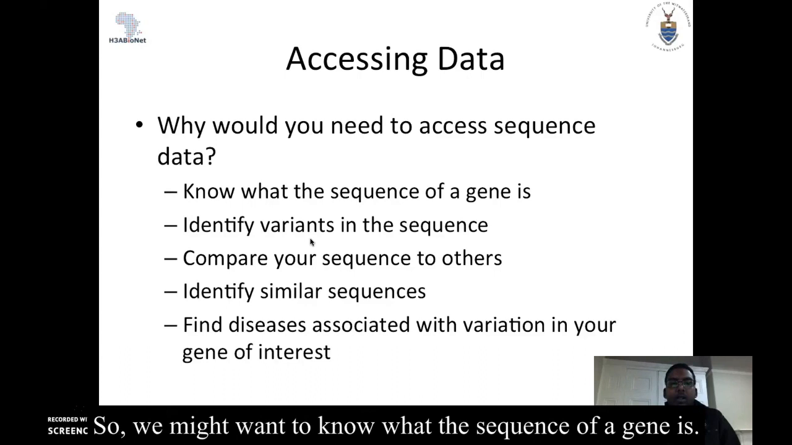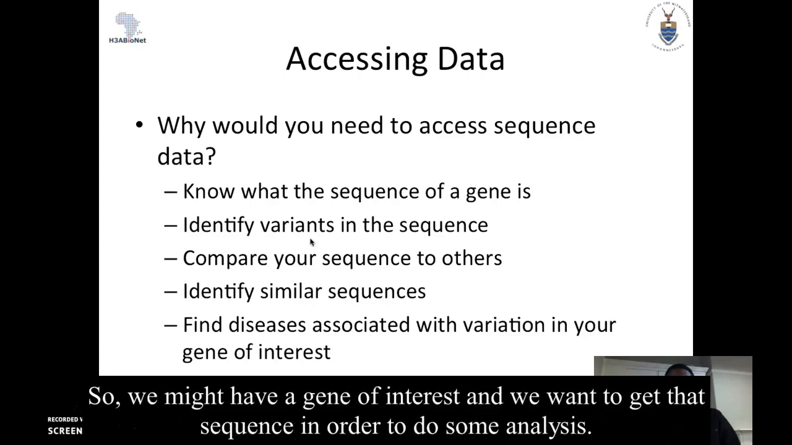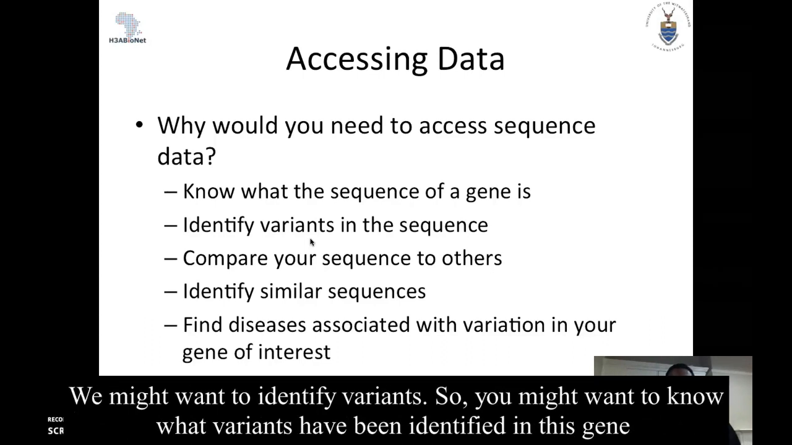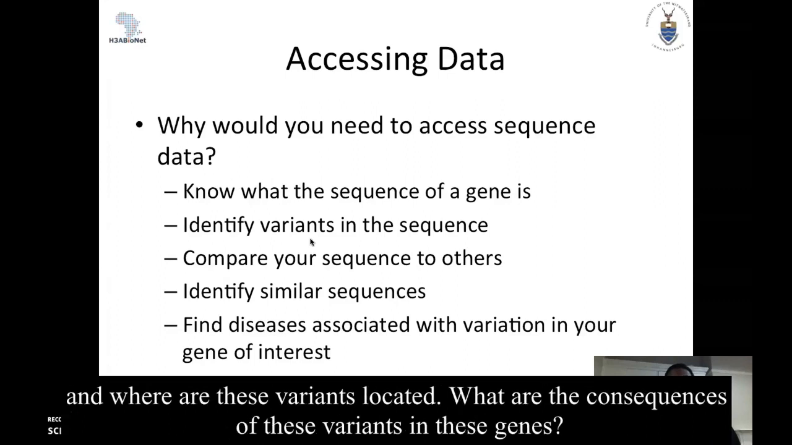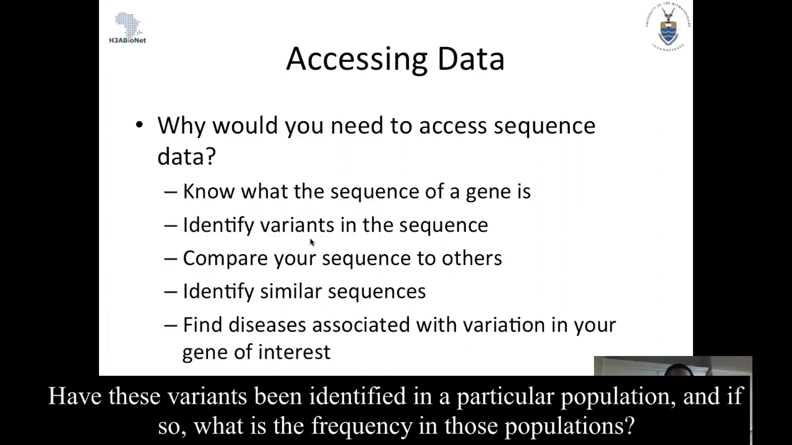We might want to know what the sequence of a gene is. We might have a gene of interest, and we want to get that sequence in order to do some analysis. We might want to identify variants. So you might want to know what variants have been identified in this gene and where these variants are located. What are the consequences of these variants in these genes? Have these variants been identified in a particular population? And if so, what is the frequency in those populations?